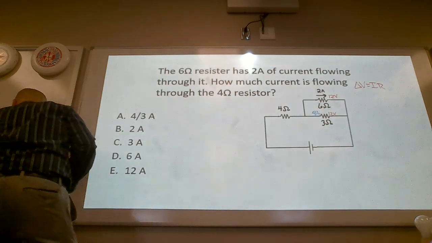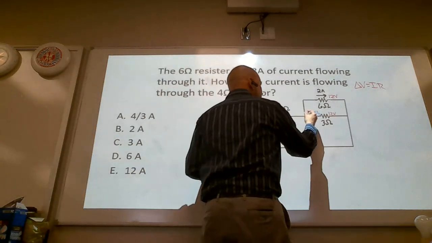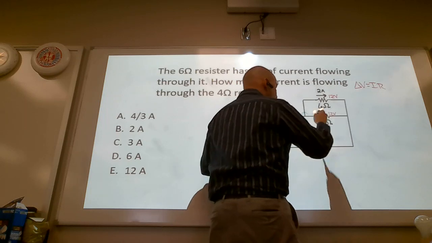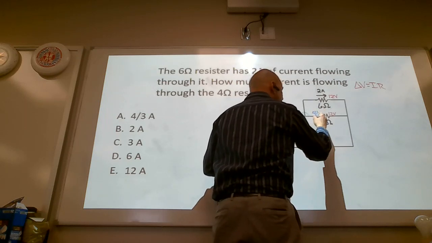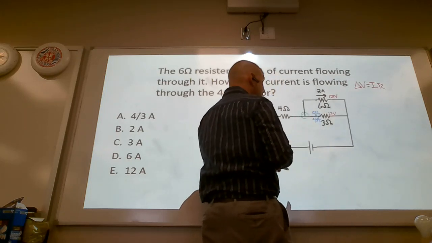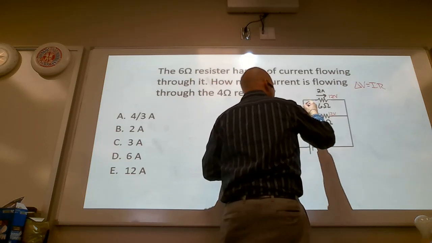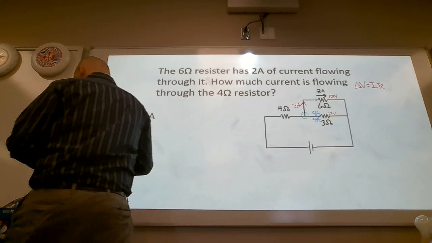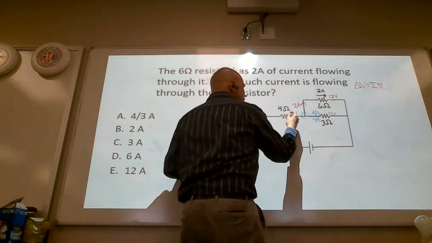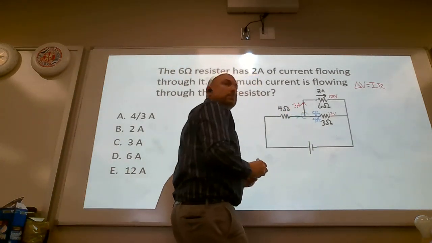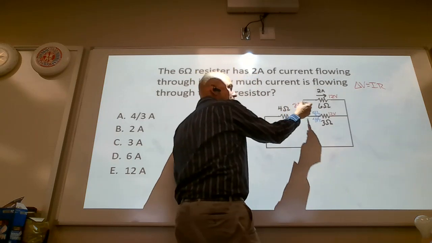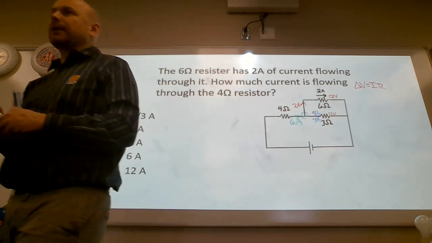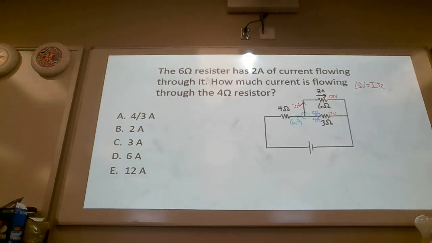Okay. This junction here, I've got 4 amps going to here, and I've got, based upon what it said here, 2 amps going here. So what's going in? I got 2 amps, 4 amps, 6 amps is going in. Correct answer is 6 amps.